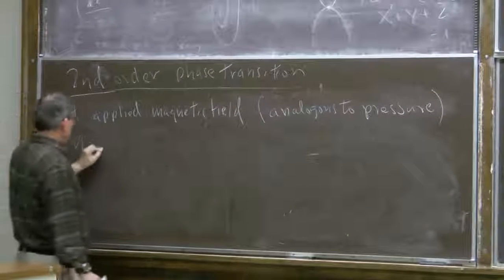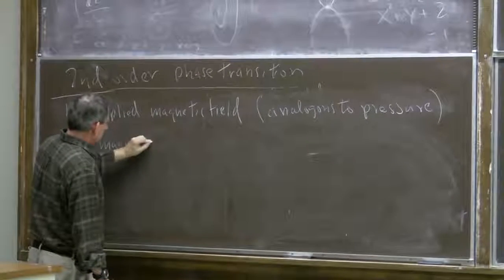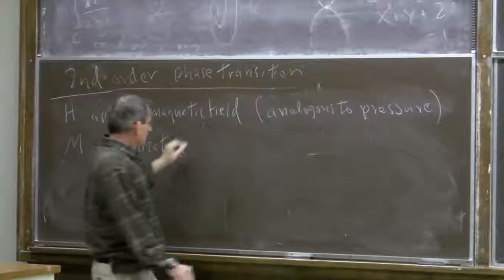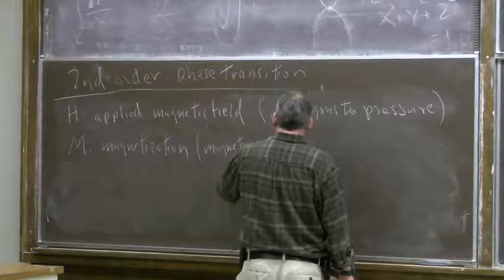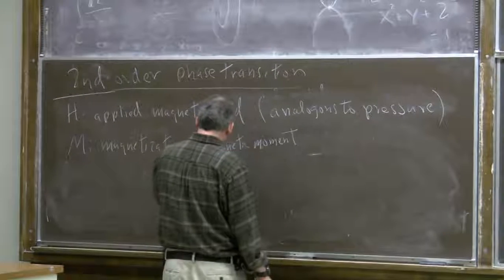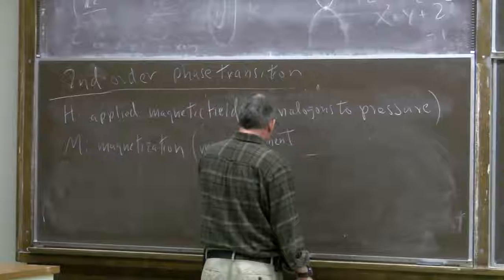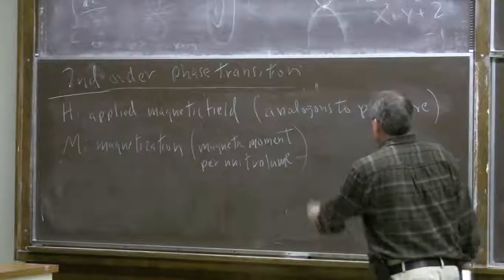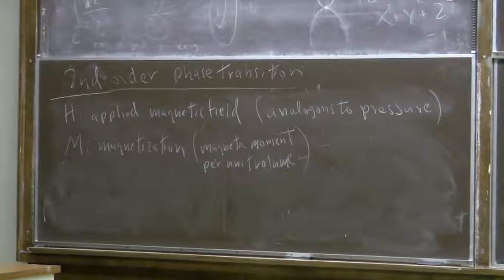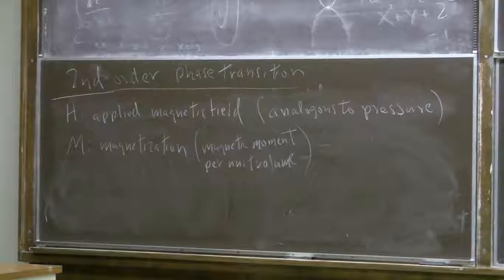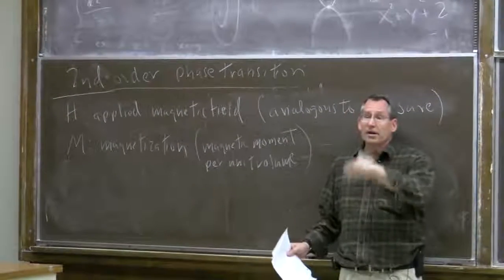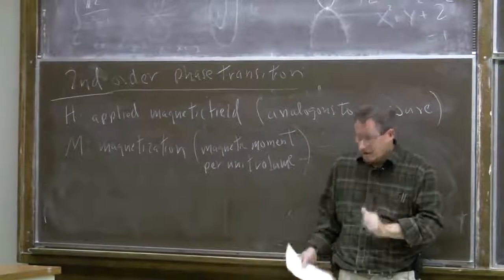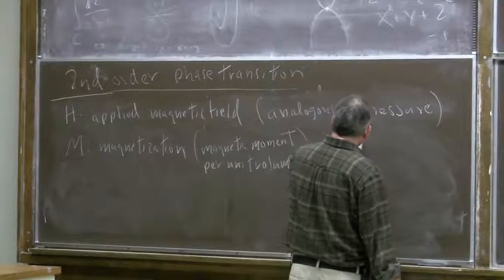And M, the magnetization, which is the same thing as the magnetic moment per unit volume, which you can think of as a response to the applied field analogous to volume. When we apply pressure to the fluid, it responds by being compressed. When we apply a magnetic field to a magnetic system, it responds by changing its magnetization. So the magnetization is analogous to volume.